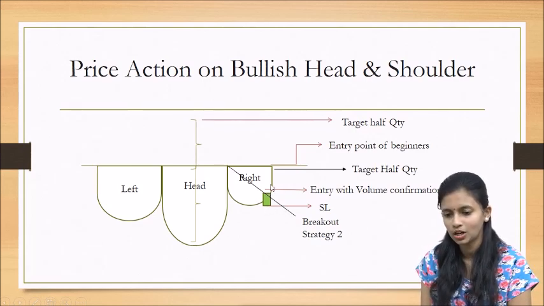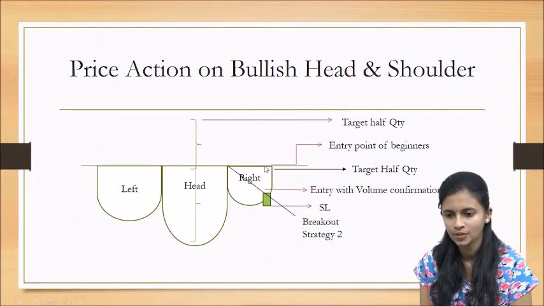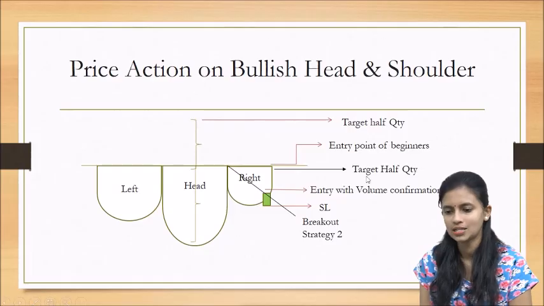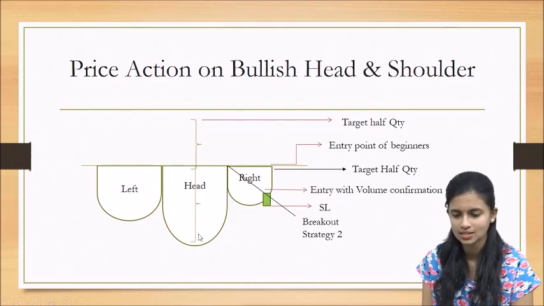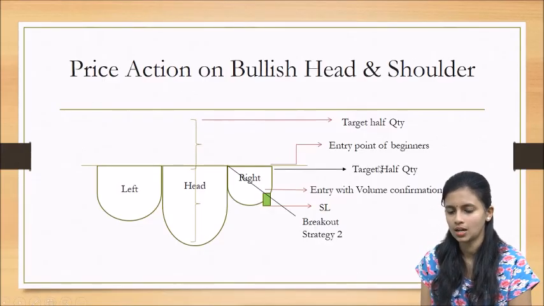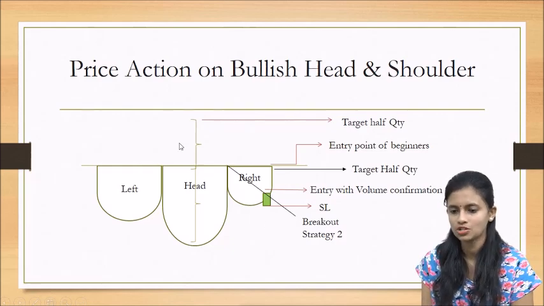Now for the target, what you can do is keep this as a target for half quantity. This is where other traders, that is those who don't use price action, will enter. So here you can book half of your profits by exiting half quantity, and for the remaining half quantity you can keep this head size. This will minimize your risk. By doing this half quantity setup, this will minimize your risk, and also when compared to non-price action traders, you will be making double profits.